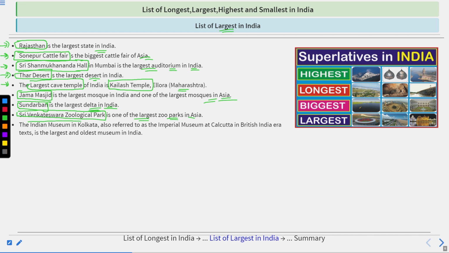The Indian Museum in Kolkata. This museum is also called the Imperial Museum at Kolkata because it was established by the Britishers in the British India era. It was known as the Imperial Museum, and now after independence we call it the Indian Museum. That is the largest and also the oldest museum in India.